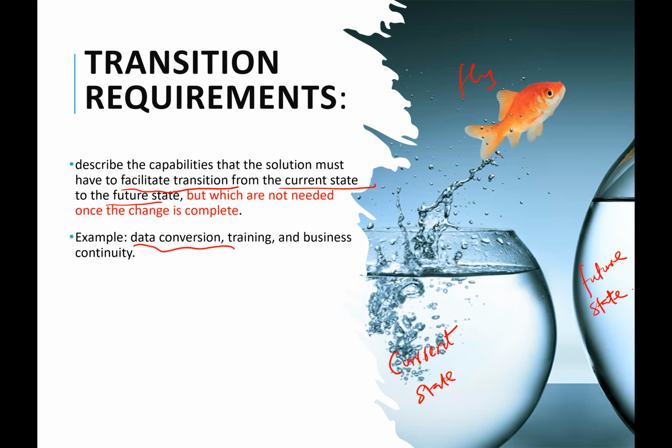To your mind, what is the transition requirement? Or what are the transition requirements here now? Say you are the BA in charge of helping or making this transition happen. The fish can fly, so you don't need to do anything with the fish. What will be the transition requirement to make this transition happen? Anyone? Please unmute and talk.